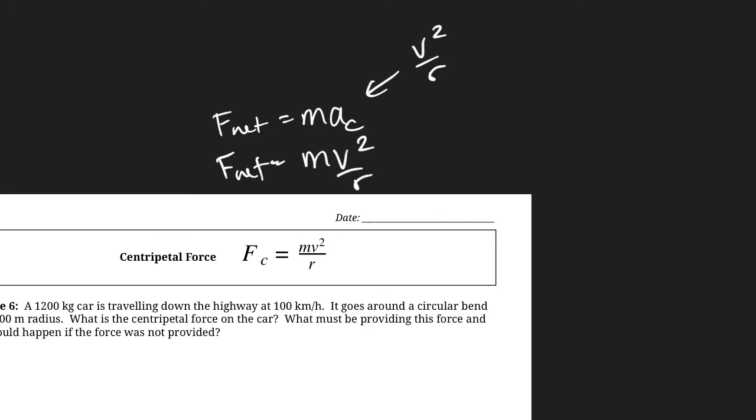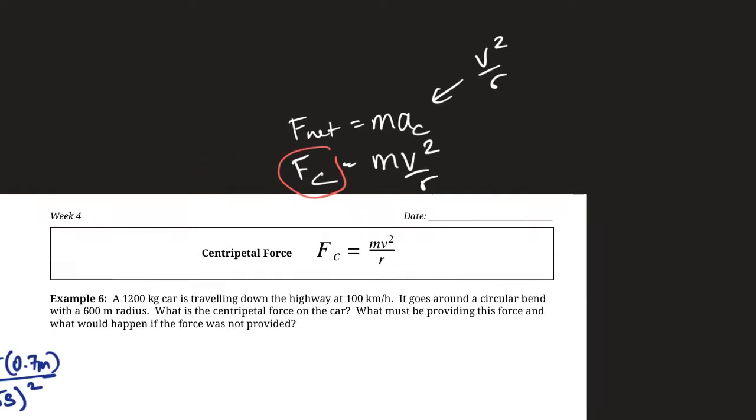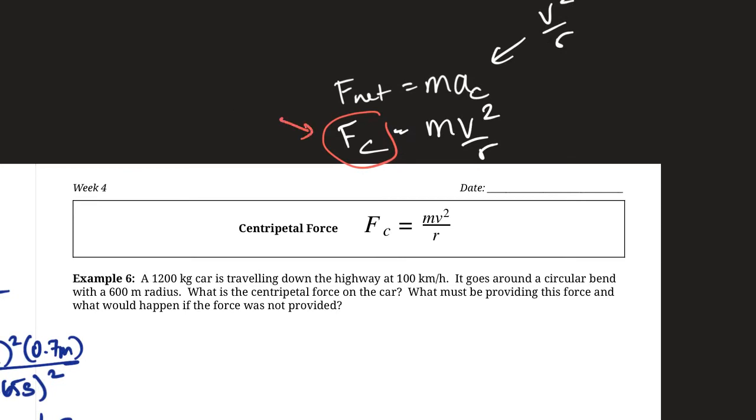That's it. And when we're doing this in terms of the centripetal acceleration, instead of F net, we can just call it FC for centripetal force. So this is the force that's centripetal. One thing to keep in mind, though, this is very important, is that this centripetal force is the net force.